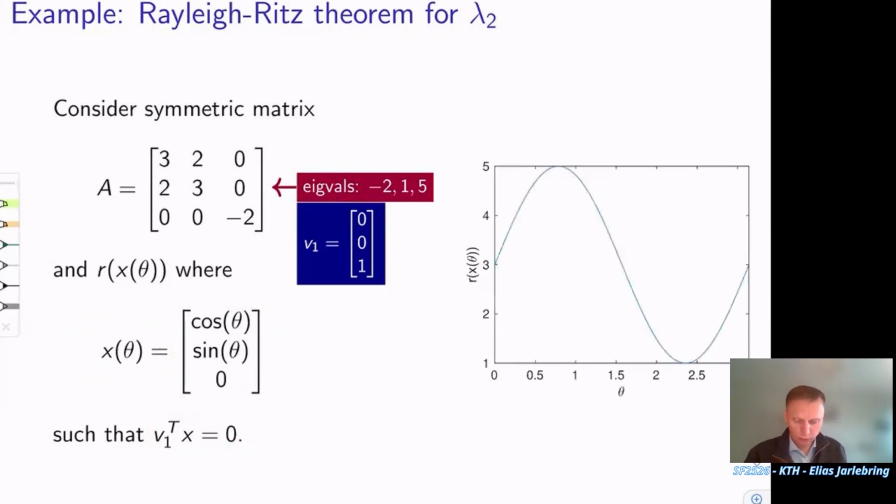The corresponding plot looks like this, and we see here that the minimum is again obtained here, which is 1, exactly this value here. So we have verified the Rayleigh-Ritz theorem for the second eigenvalue.